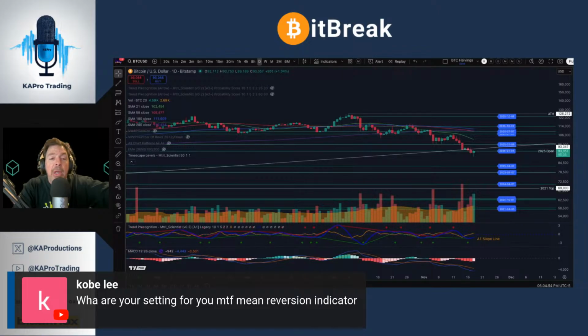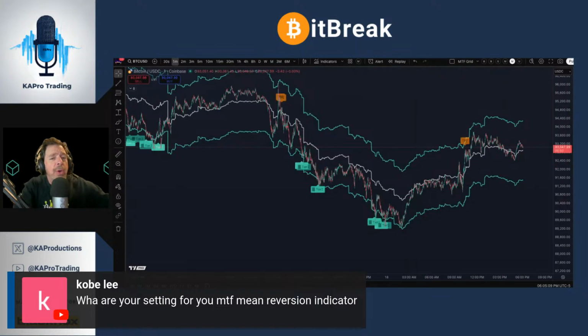Kobe is asking, what are you setting the MTF mean reversion indicator at? Great question. This indicator is so versatile. I love it because if you want to trade tight, quick scalps, you can set it tight. If you want deeper deviations and bigger positions on those deeper deviations, you can do that too.